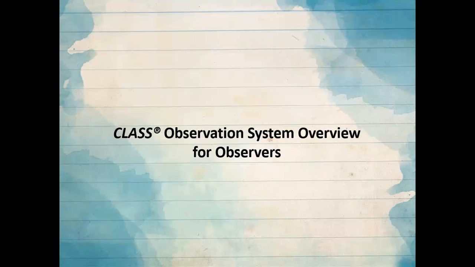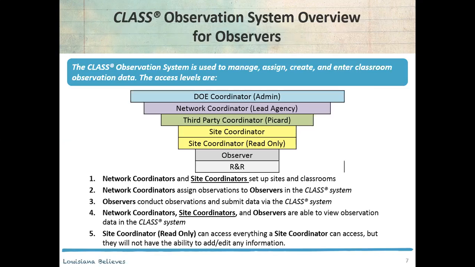So here's an overview of the permissions that are available to you as an observer in the system. For context, at the very top here, we've got the DOE coordinator, which is me and a couple other people here at the department. We have access to pretty much everything within the portal, regardless of network and regardless of site. We can usually fix a problem or get somebody out of trouble if we've deleted something we shouldn't have.